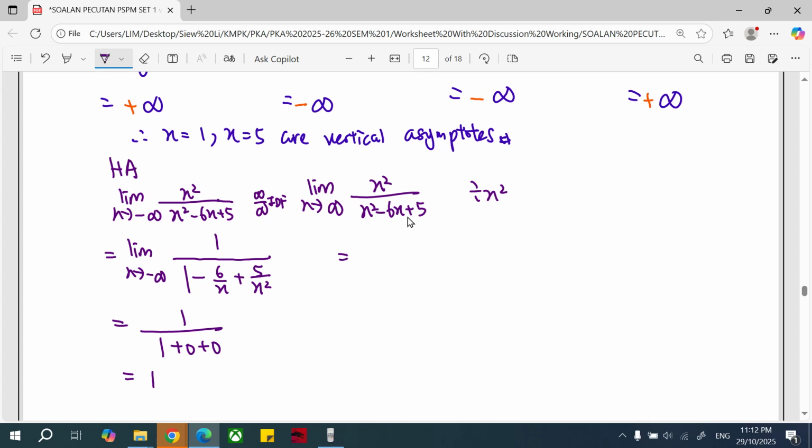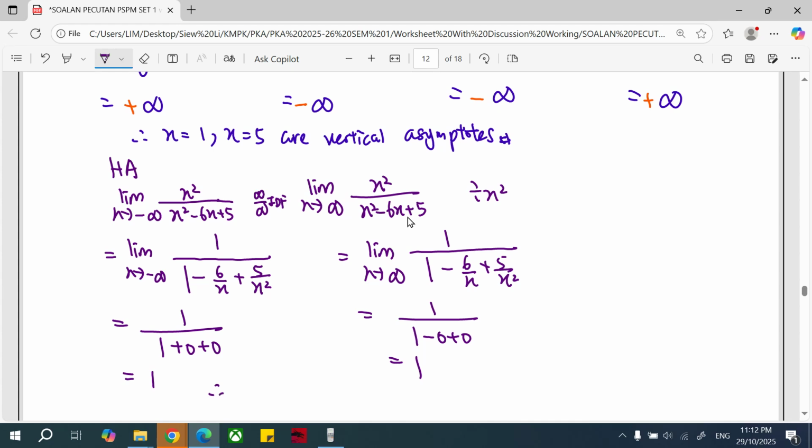Meanwhile, for x approaches positive infinity, same case, it is infinity over infinity. We need to divide by x squared, so I simplify it straight away: x squared over x squared, x squared over x squared, 6 over x squared, then 5 over x squared. Substitute the infinity, and we get 1. So coincidentally, we get both answers the same. Write your horizontal asymptote conclusion. Not just 1, you have to write out y equals 1 is the horizontal asymptote.